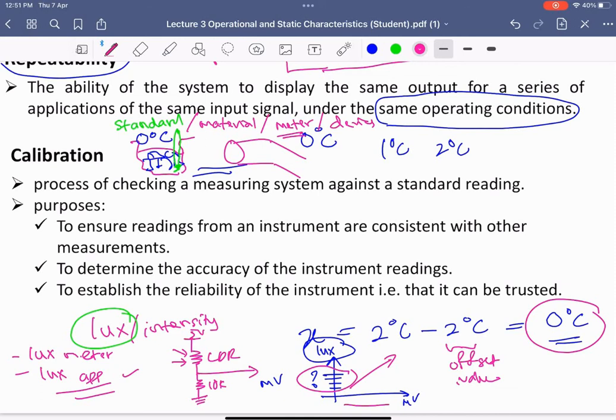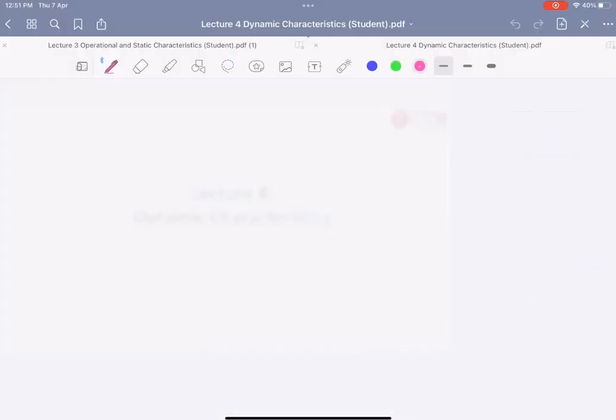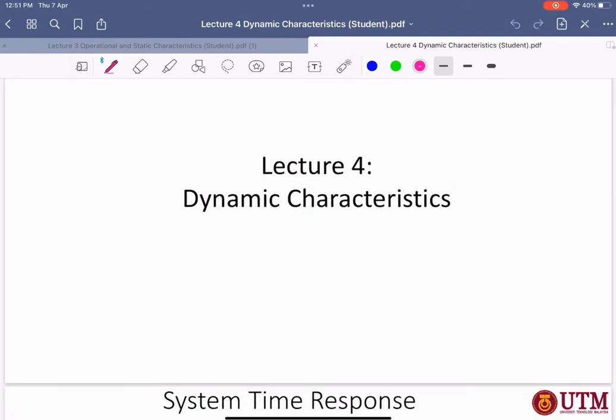Alright. So we only have 10 more minutes. Let's go to the next chapter, guys. We are still in the performance characteristics. So we have learned about the operational range, span, dead band, resolution, sensitivity. And after that, we learned about static characteristics. Static only has accuracy and also error. And then the last one is dynamic characteristics.